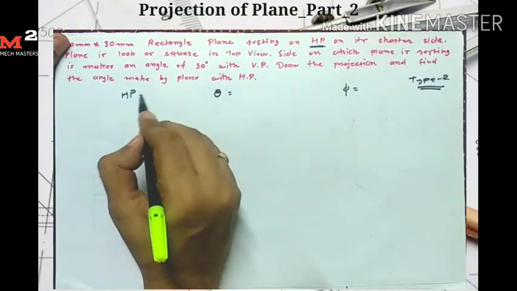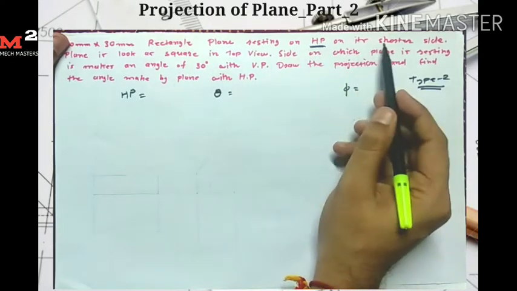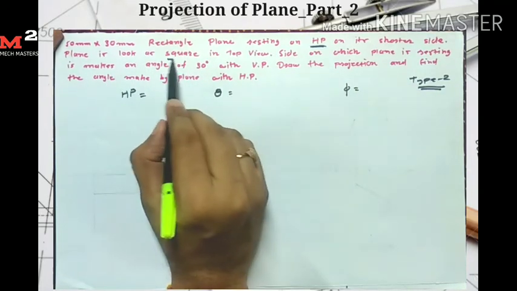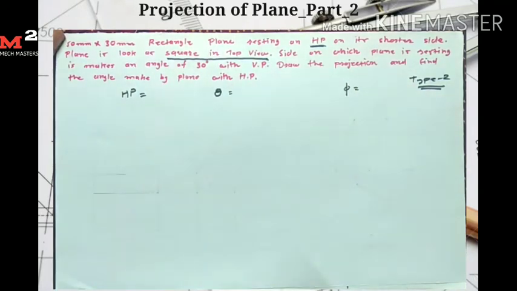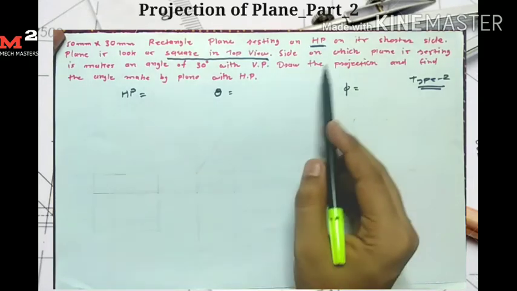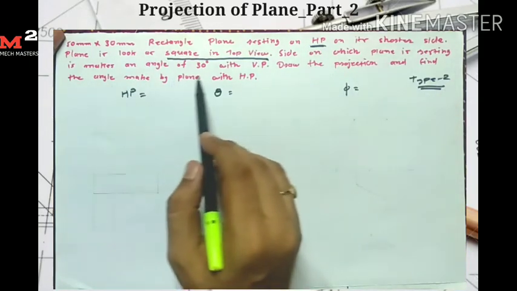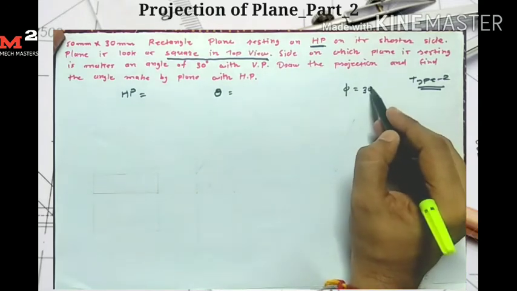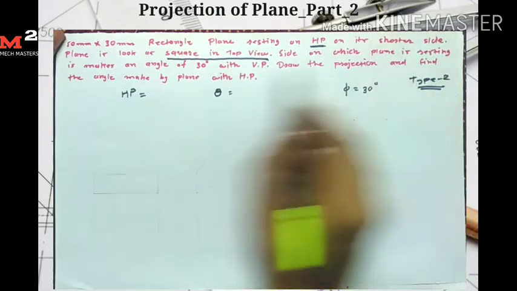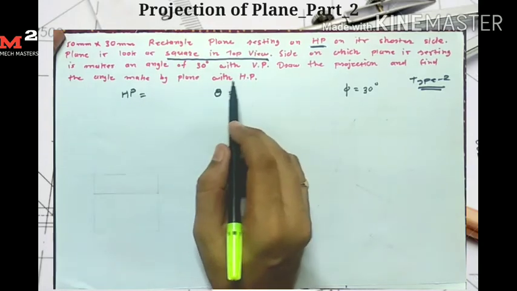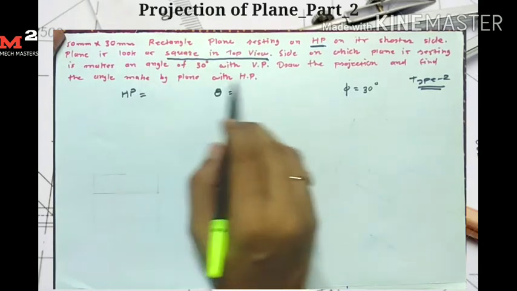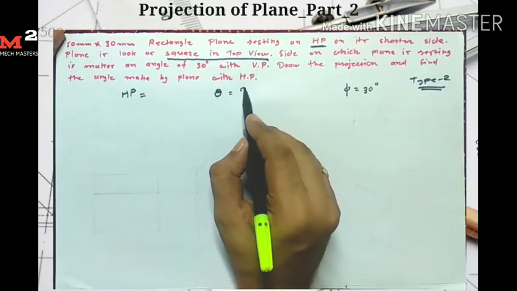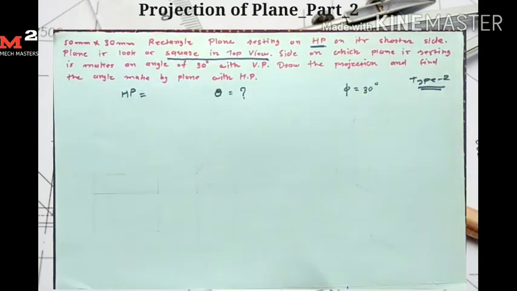Now the plane is resting on HP on its shorter side. The plane looks like a square in top view. The side on which the plane is resting makes an angle of 30 degrees with the VP, which means angle phi is given as 30 degrees. Draw the projection and find the angle made by the plane with the HP. The angle made by the plane with the HP means angle theta, so in this question we are required to find the angle theta.